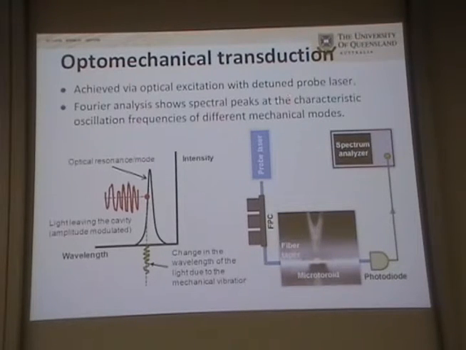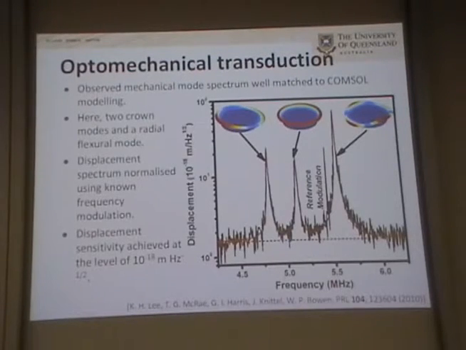So this is how we transduce or observe the mechanical motion. We have a toroid, we couple it with a fiber. Forget about this for a moment. We have a probe laser. The probe laser sits slightly detuned off the resonance of the toroid. And then as the resonance shifts, right, because the toroid is vibrating, the optical path length changes, we see shifts in the intensity leaving the cavity. And when we take a Fourier transform of that, we see peaks like I showed you before.